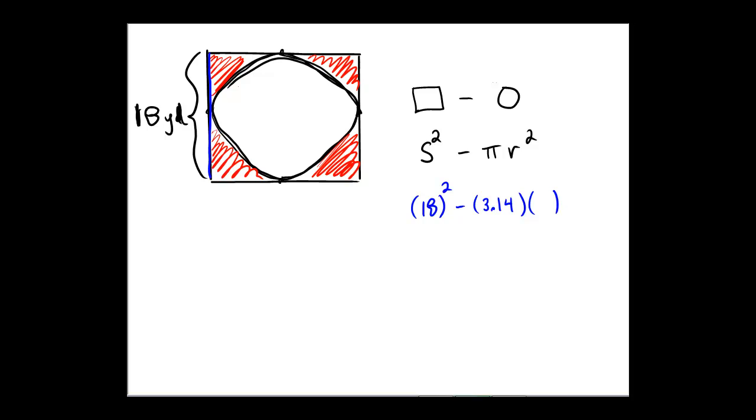And then the radius is the distance from the center to the edge. So that would be half of the side length of the square. So since the square is 18, our radius will be half of 18, which is 9. So we put 9 there. So the answer is going to be 18 squared minus 3.14 times 9 squared.